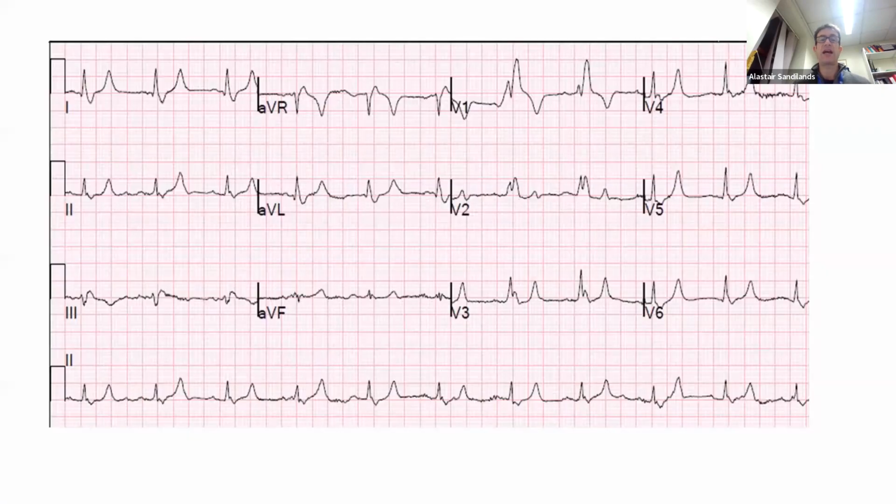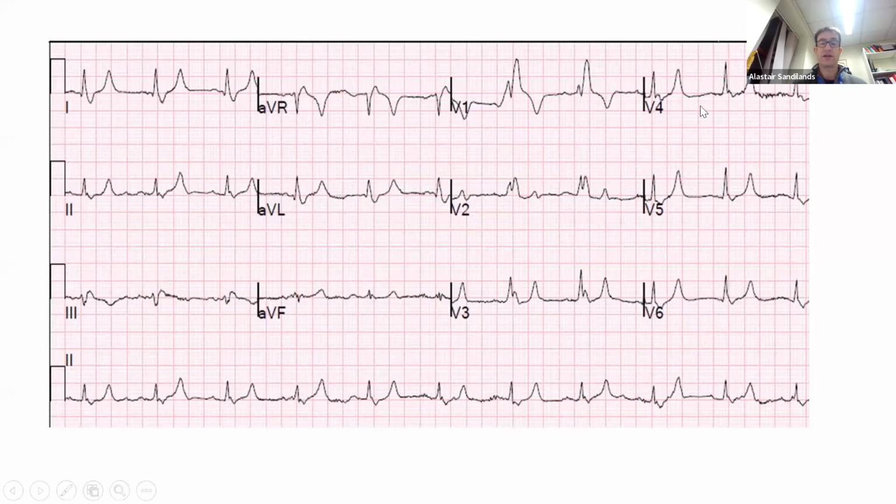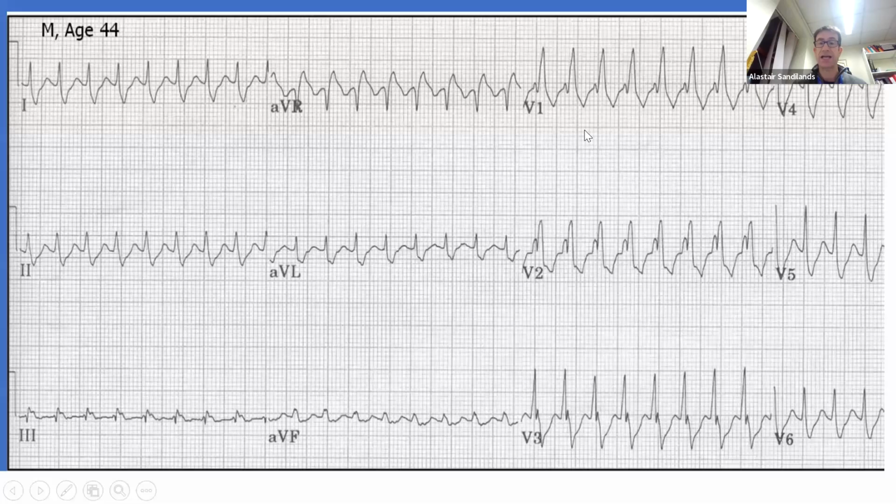So now we're flicking again. If you look at all the leads, they all match up in their shapes. Again, we've got the slurring in AVL and in V6 of the S wave to say that this is right bundle branch block tachycardia. It could be aberrant, but if we have an ECG when they go back into sinus rhythm, we know that this is not. This is pre-existing bundle branch block. Any questions?